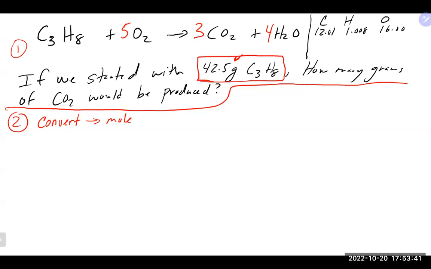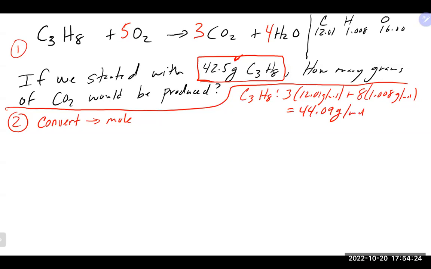In order to do that, we need to go to the periodic table and get the molar mass of this. For our C3H8, that would be 3 times 12.01 for our carbon plus 8 times 1.008 for our hydrogen. And I believe it's 44.09 would be the molar mass there. That is grams per mole, which again, we're going to use as a conversion factor.